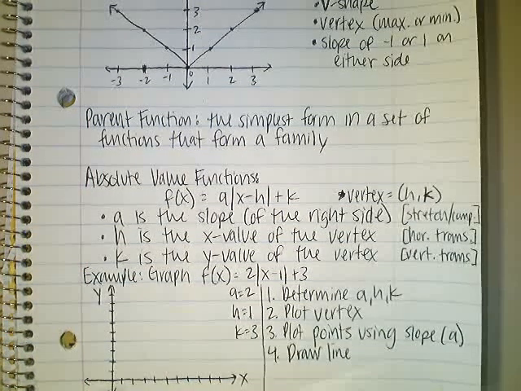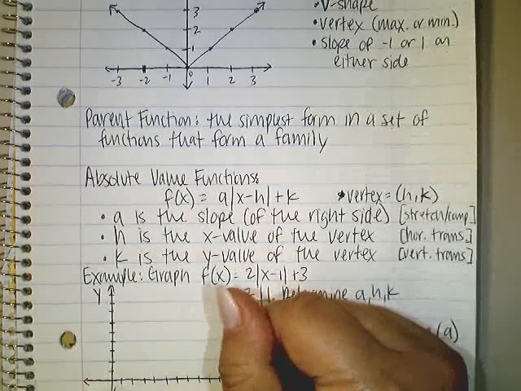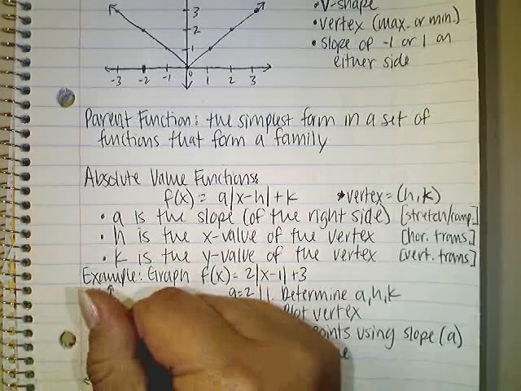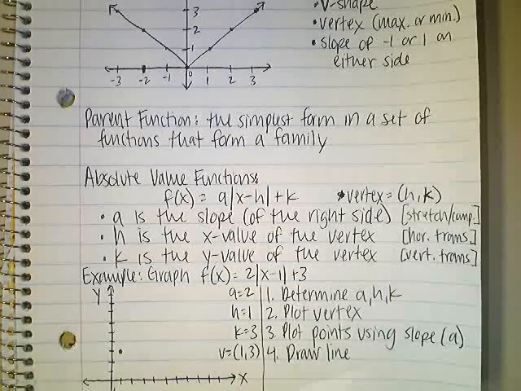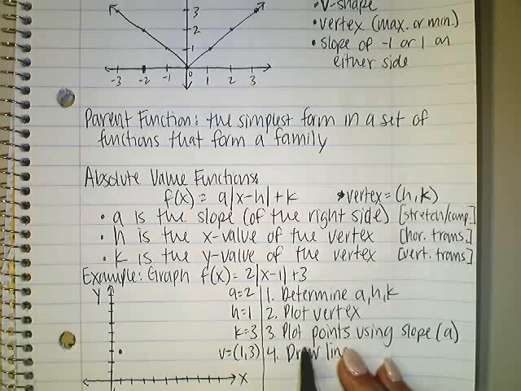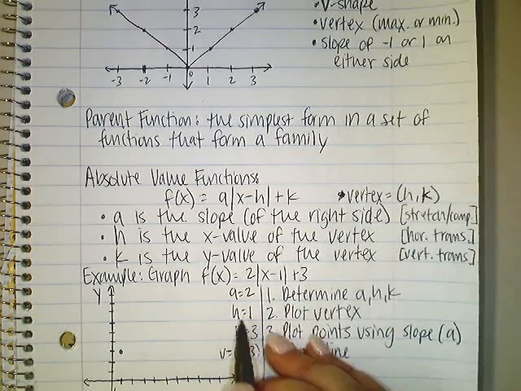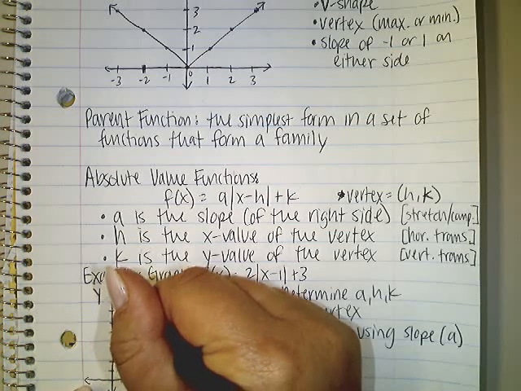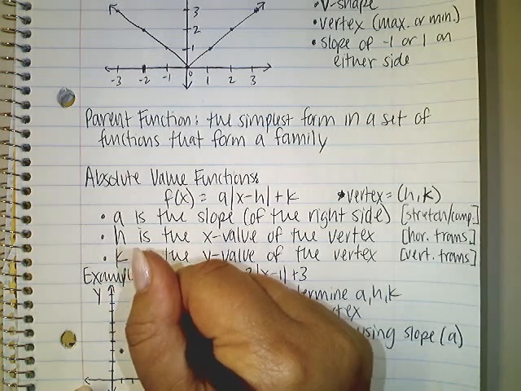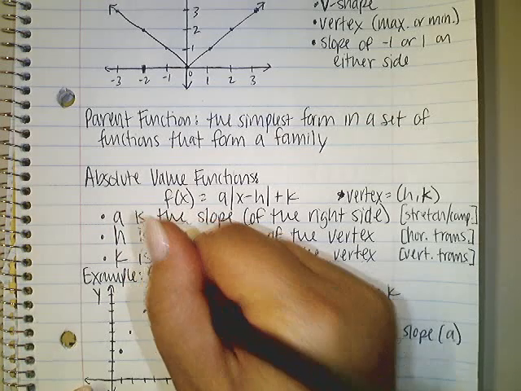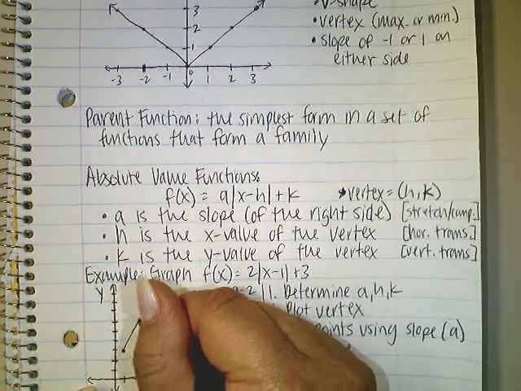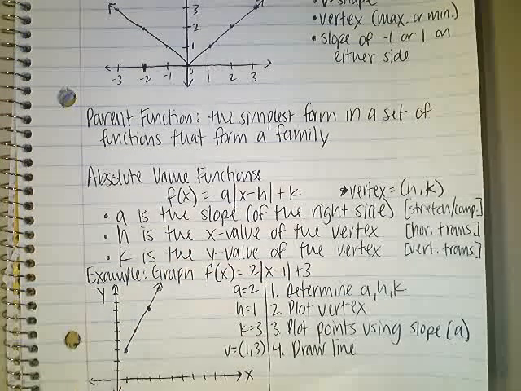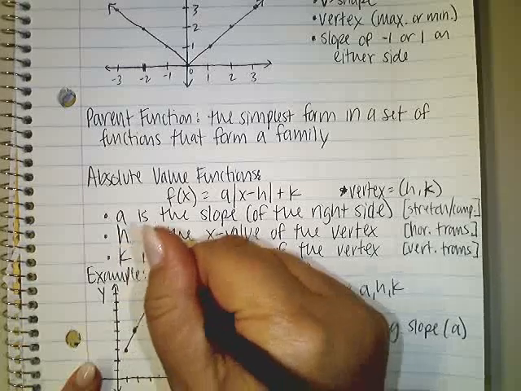So then I'm going to go ahead and plot the vertex. So I know my vertex is going to be at 1, 3. So I'm going to go to 1, 3 and plot that point on my graph. And then I'm going to plot the points using the slope, which I know the slope here is A. So I'm going to plot the right side. I'm going to go up 2 over 1, up 2 over 1, up 2 over 1. And again, this is a hand-drawn graph, so it's not going to be perfect, but something like this. So it's up 2 over 1 on this side.